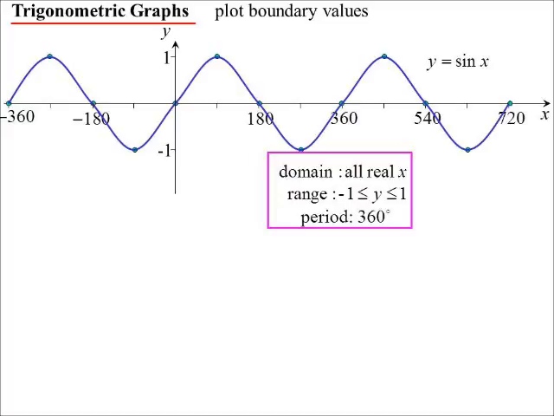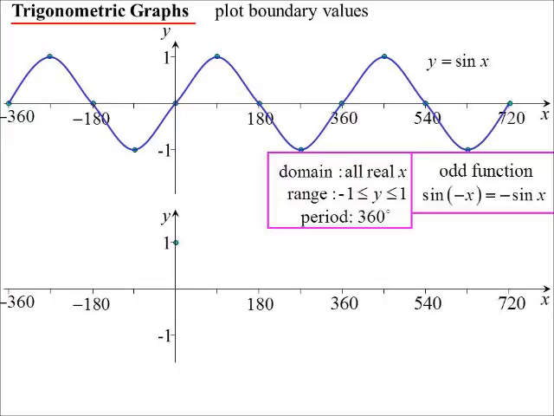So the period is 360 degrees. Sine is an odd function, so that means the sine of negative x will always equal the negative of sine x. And that might come in handy for some questions. So we can get rid of the negative angle by turning it into a negative sine of the positive angle.